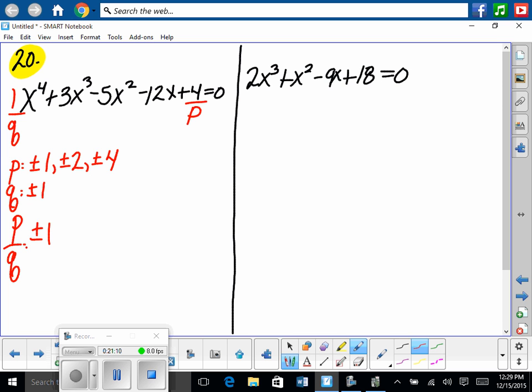1 divided by 1 is 1. 2 divided by 1 is 2. 4 divided by 1 is 4. So these are the possible rational zeros. Now to find the actual, so this is part of our answer, you have to be able to list the possible rational zeros. Then from there, to find the actual rational zeros, you'll graph it in your graphing calculator.